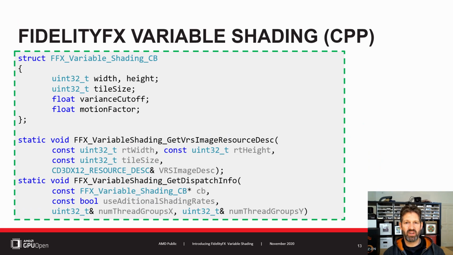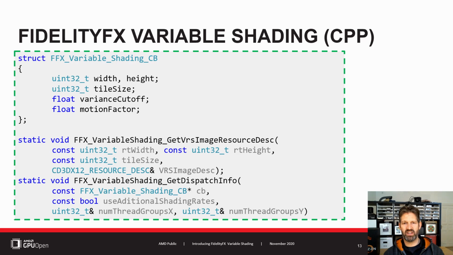Now let's take a closer look at the FidelityFX variable shading header file. This file contains the actual effect. It consists of two parts, some C code to assist with integrating the effect and some HLSL source which needs to be included into a header file that implements some bits and pieces to get it ready to work. On the C side, the file defines a constant buffer and three functions.